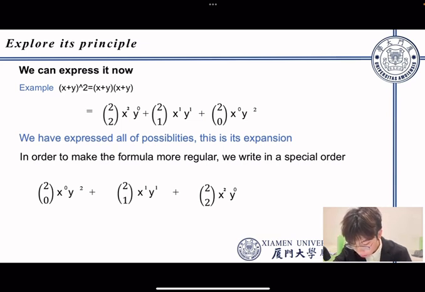It is equal to: we can firstly choose 2x, 0y, then it is equal to 2 choose 2 times x squared times y to the 0 power. Then we plus 2 choose 1 times x times y, plus we choose 0x, it is equal to 2 choose 0 times x to the 0 power times y squared. Now we have expressed all of the possibilities. This is its expansion. In order to make the formula more regular, we write it in a special order.